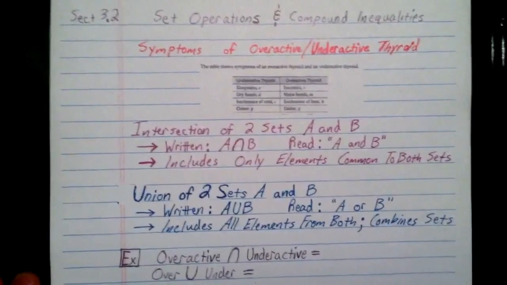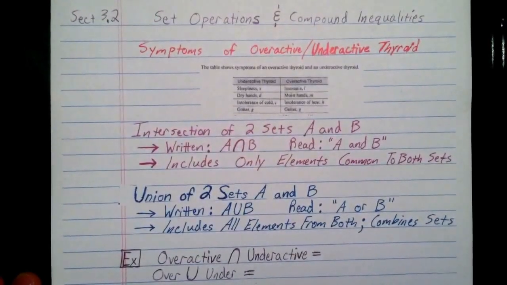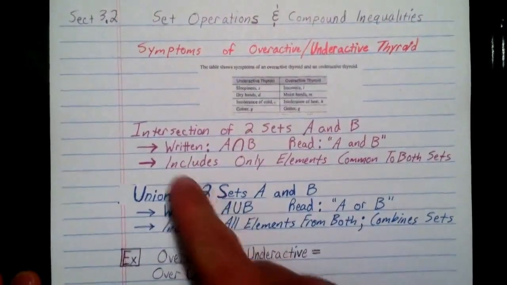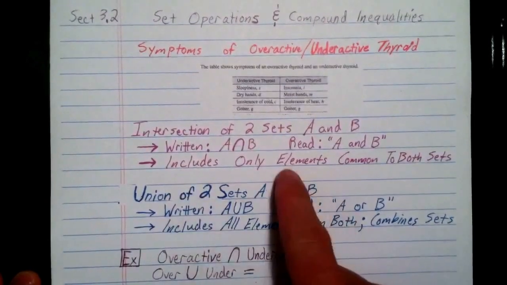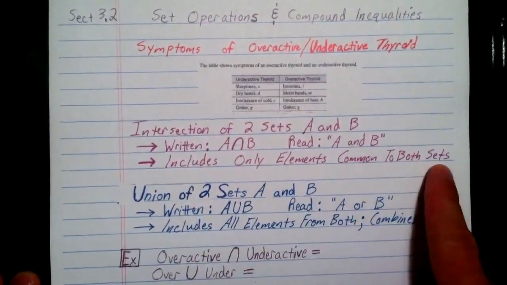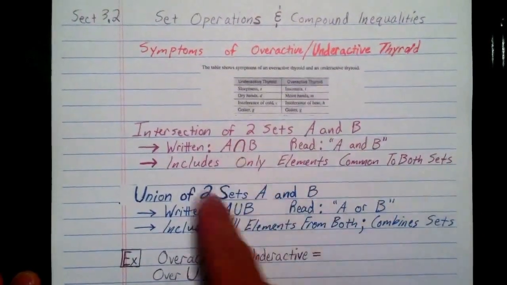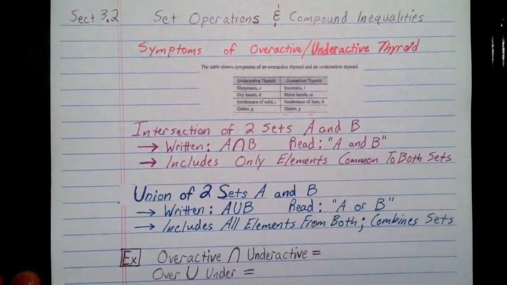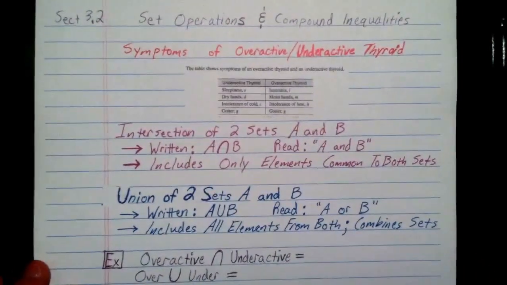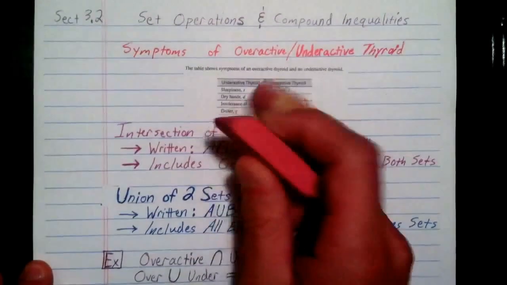What that really means is, when you're asked to give the intersection of two sets, you're trying to give the elements that are common to both sets. So the intersection only includes the elements that are common to both sets. It has to be in both sets to be considered part of the intersection.